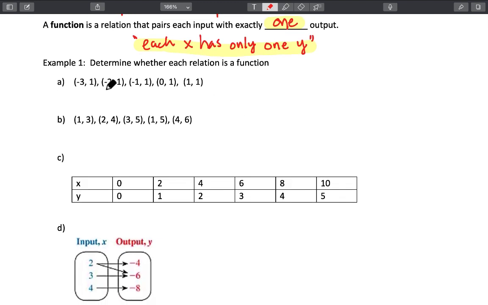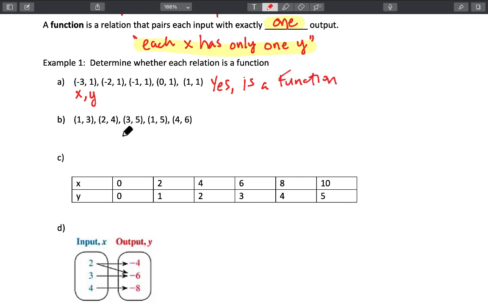So a relation here is a set of ordered pairs, and what we are going to do is look to see that each input, each x, has only one y. So taking a look here, you got -3, 1. Your x is your first listed coordinate, and your y is your second. -3, 1, -2, 1, -1, 1, 0, 1, and 1, 1. Does each input have only one output? In other words, does each x have only one y? And here, we're going to say yes. Therefore, this relation is a function.